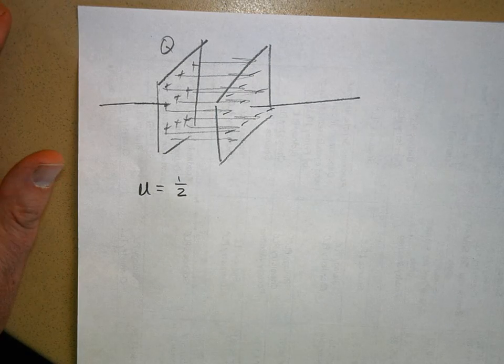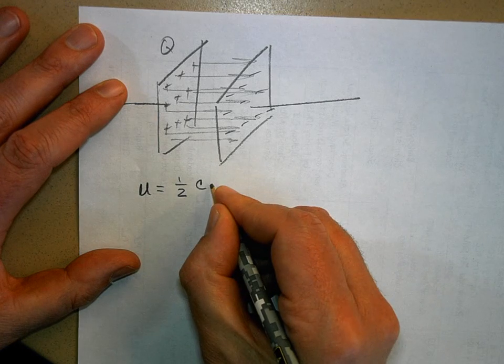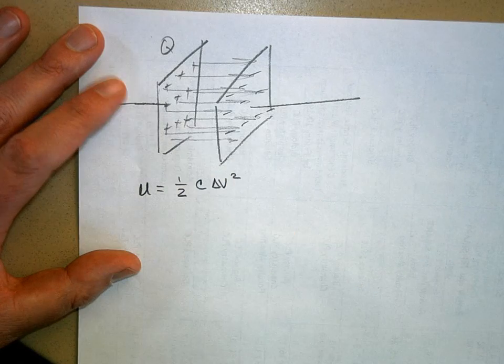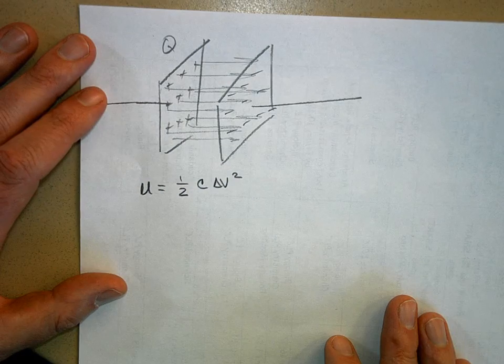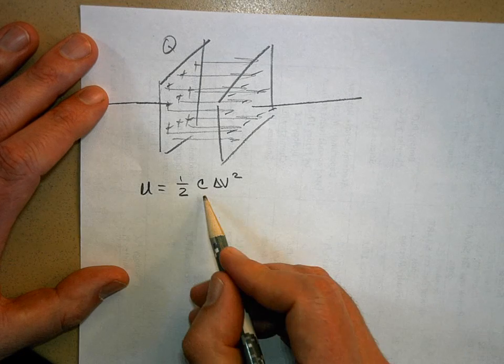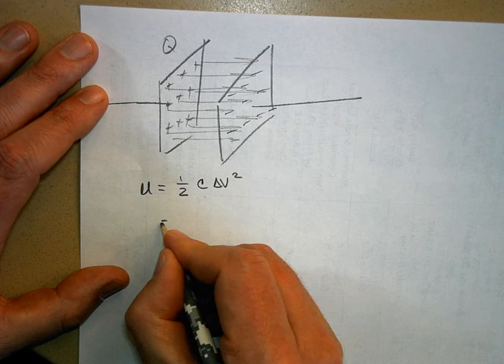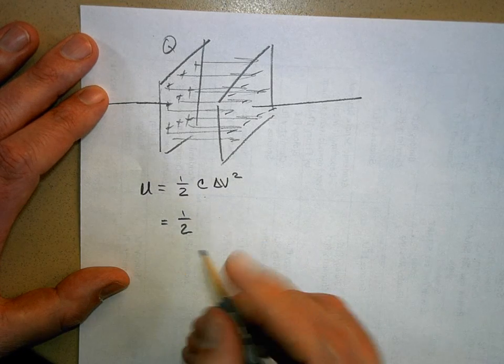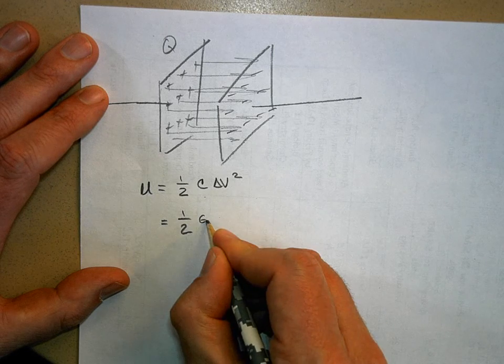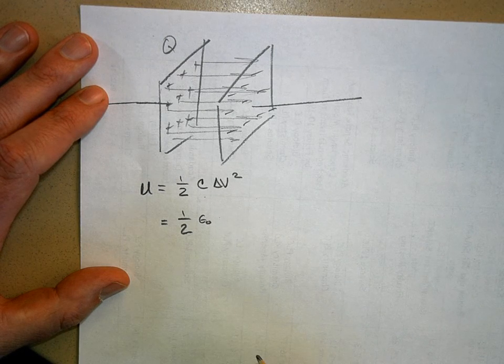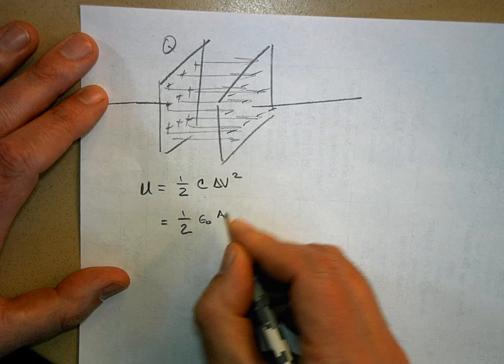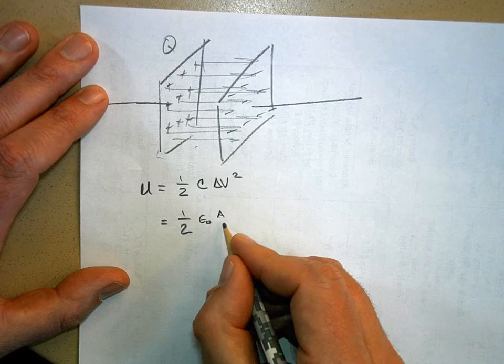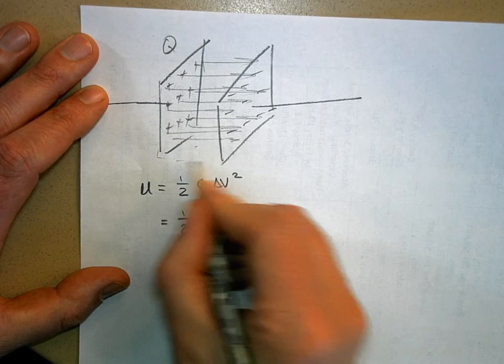I'll use 1/2 C delta V squared. It turns out to be a little bit easier to do it with that one. Well, this is a parallel plate capacitor, which we earlier derived. The capacitance of that is epsilon naught times the area of the capacitor divided by D, the distance between the plates.